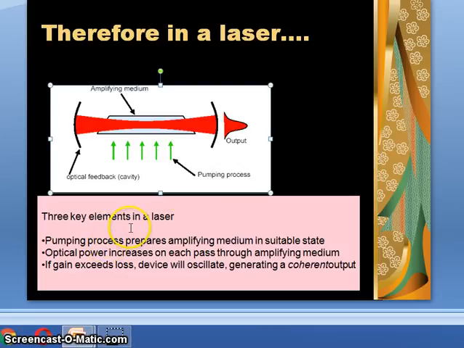Three key elements in a laser: the pumping process prepares the amplifying medium in a suitable state. Optical power increases on each pass through the amplifying medium. If the gain exceeds the loss, the device will oscillate, generating a coherent output.